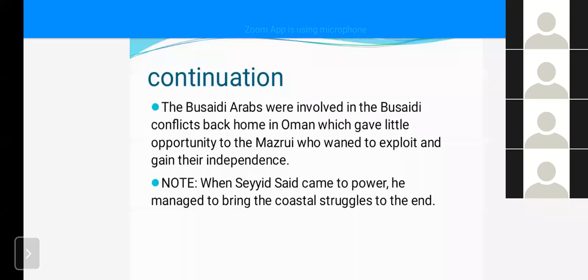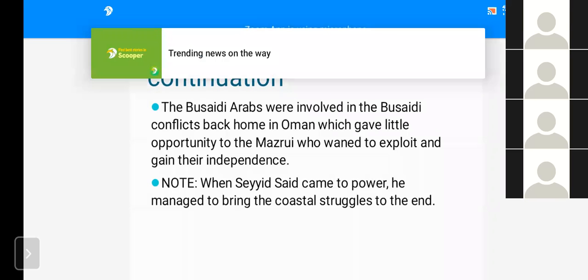The Busaidi Arabs were involved in the conflict back home in Oman, and so this gave some opportunity to the Mazrui, who wanted to exploit it and gain their independence. This point takes us back to the problems that the new leadership in Oman was facing, and that made them conflict, feeling that they would not be given more attention. Note, when Said came to power, he managed to bring the coastal struggle to an end.